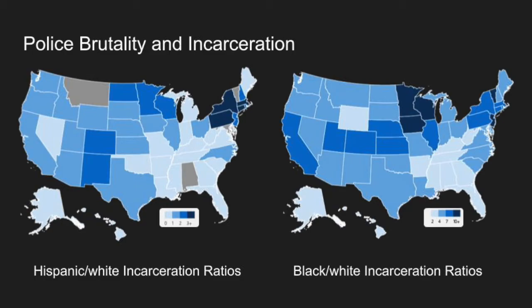Black people are almost 4 times as likely as white people to get arrested for drug offenses and 2.5 times as likely to be arrested for drug possession, regardless of the fact that both groups use drugs at a similar rate. In addition, Massachusetts has the most incarceration disparity in the United States between Hispanics and whites. 4.3 Hispanics are put in prison for every 1 white person. This incarceration disparity also exists between Black people and white people and is relatively high in Massachusetts compared to the rest of the country, as you can see in the map on the right.